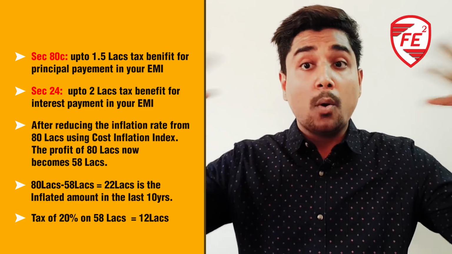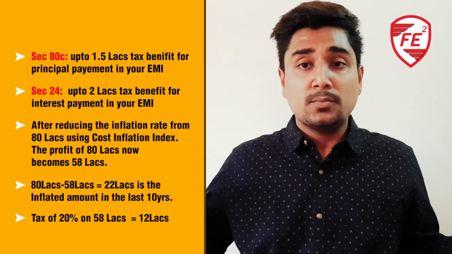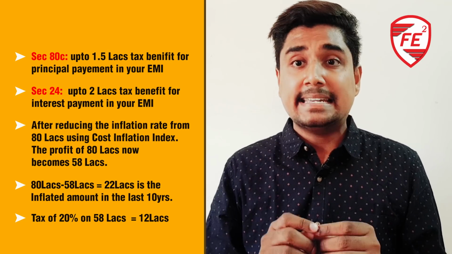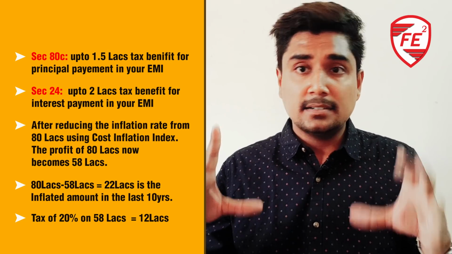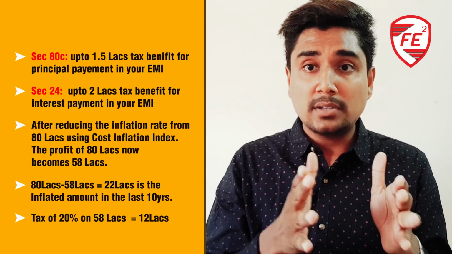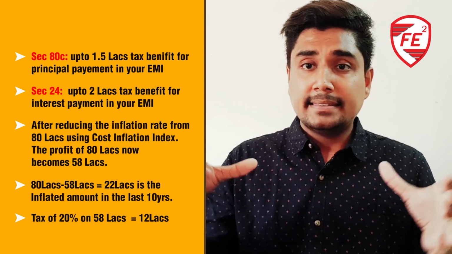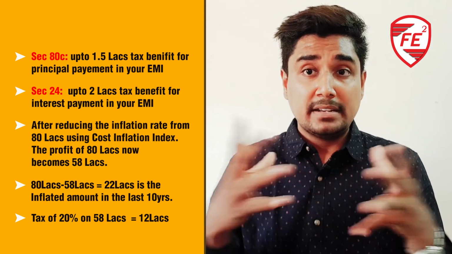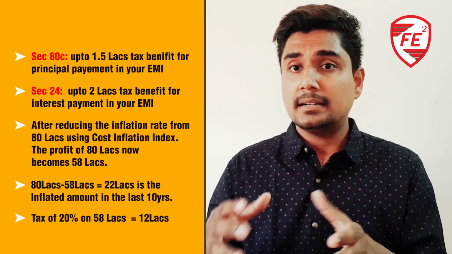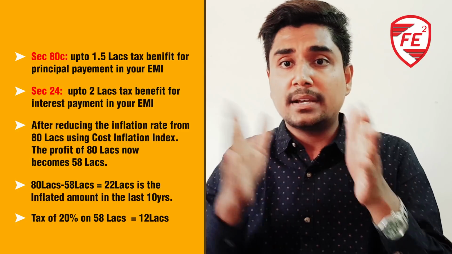So I repeat the overall example. At first you bought a property for 20 lakhs in 2008. Now we are selling the property for 1 crore in 2018. The gap is 80 lakhs. You don't need to pay tax on the entire 80 lakhs as profit. Before applying section 54, you can apply cost inflation index. It's a formula, and there are so many online calculators available for you. You can feed in the data and reduce the amount of inflation which prevailed over the period of 10 years. So the 80 lakhs now becomes 58 lakhs.